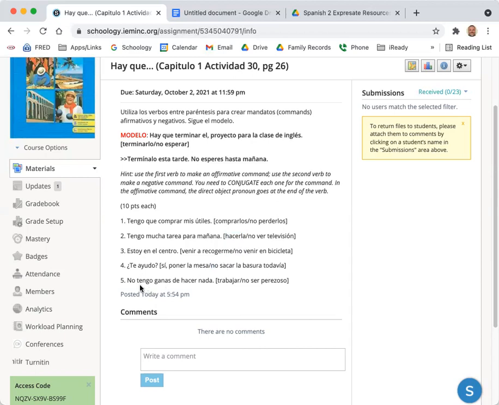And then number five, no tengo ganas de hacer nada. I don't feel like doing anything. We're going to command the person to work and to not be lazy. So trabajar, trabaja, that's easy, right? Trabaja hoy, trabaja ahora. No ser perezoso, don't be lazy. Look at the command for ser, and it's going to be different for the affirmative and the negative, so make sure you're paying attention to that.